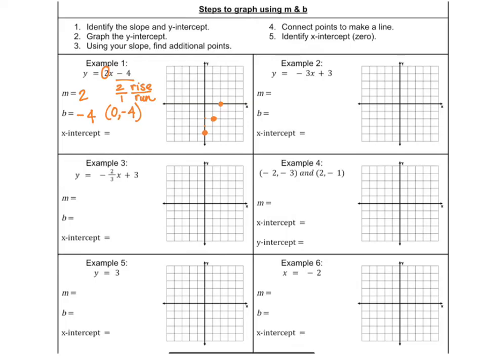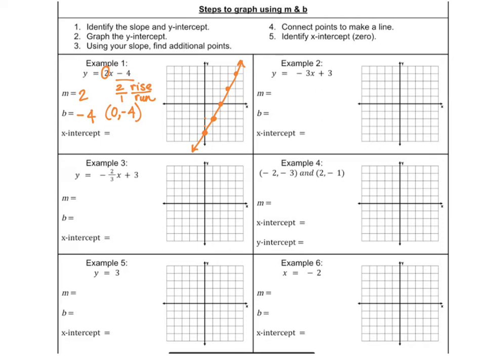Up 2, over 1. All the way up. Then I can draw a nice straight line through my points. That's close enough. And do some arrows to show that it is continuous.